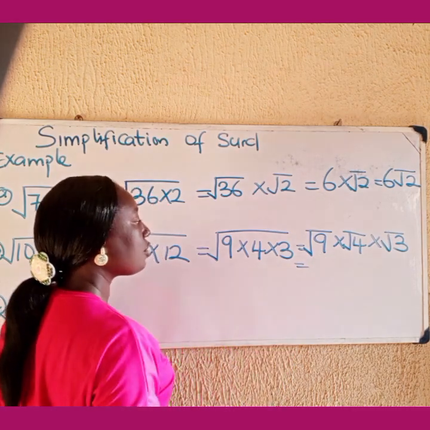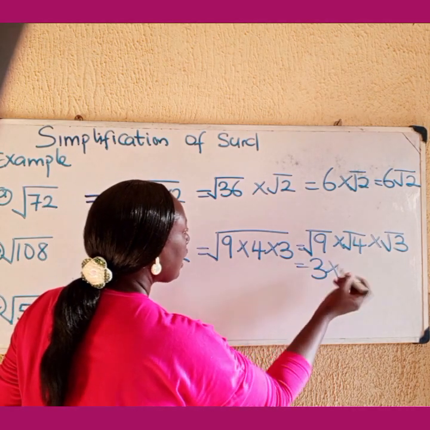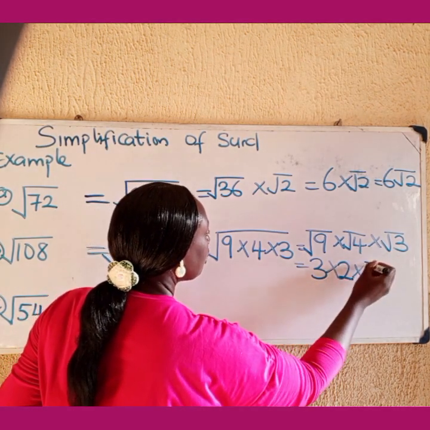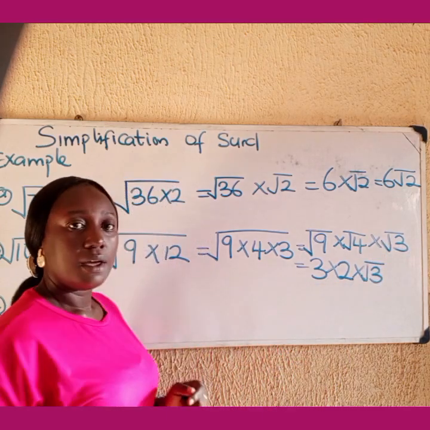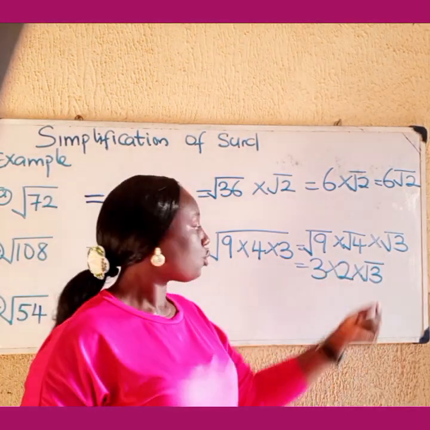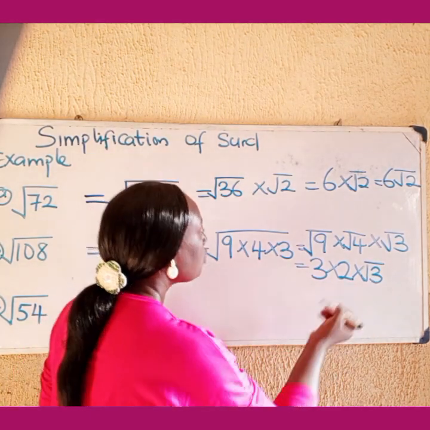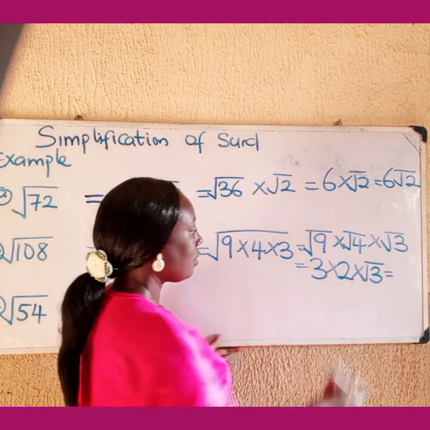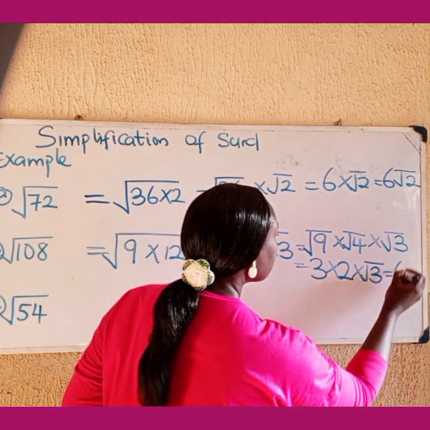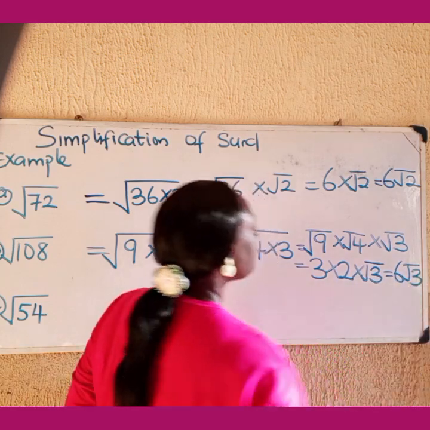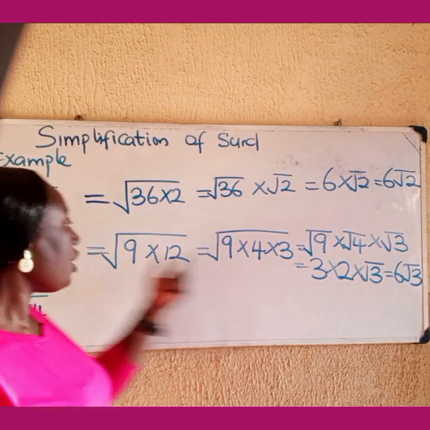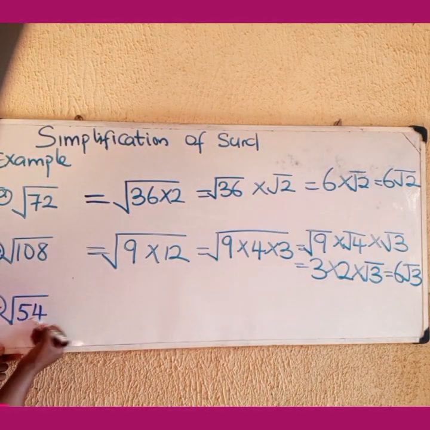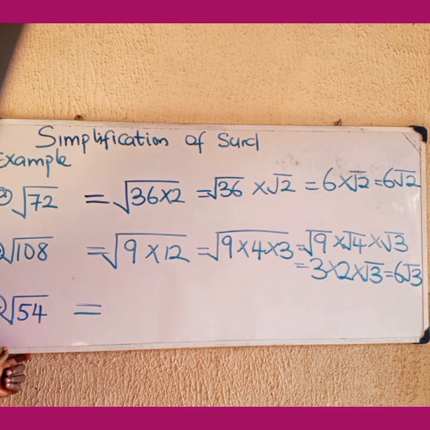And root 9, square root of 9 is what? 3. Times square root of 4 is what? 2. Times, this one does not have a whole number as a square root. So you leave it in root. And this will give me 3 times 2 is what? 6. Times root 3. So I will have 6 root 3. So I simplify root 108 to have what? 6 root 3.